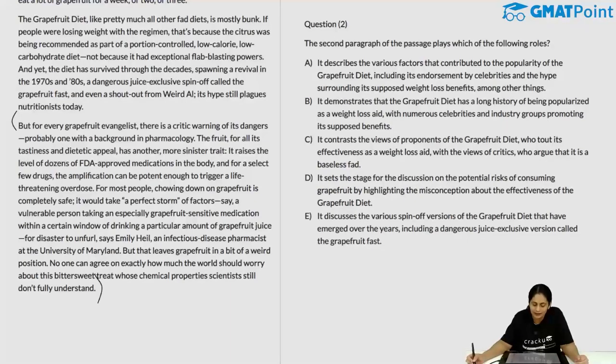Now let's take a look at the second question. The second paragraph of the passage plays which of the following roles? So basically you are asked for the role of the paragraph. So what do you achieve with that particular paragraph?